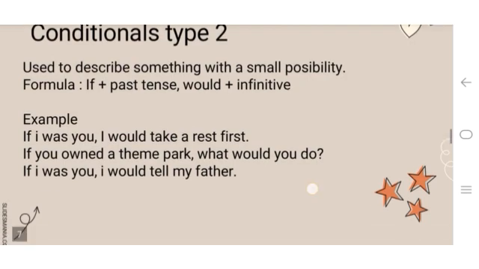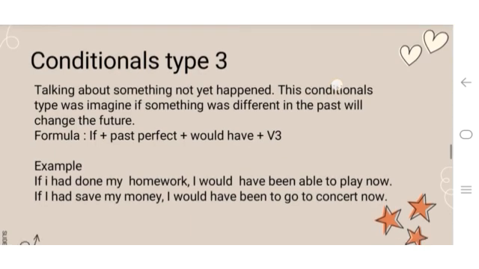Okay, now we move to the last one. Conditional type 3. Conditional type 3 talks about something not yet happened. This conditional type imagines that if something was different in the past, it would change the future. The formula is if plus past perfect plus would have plus verb 3. For the example, if I had done my homework, I would have been able to play now. And the second example, if I had saved my money, I would have been able to go to the concert now.